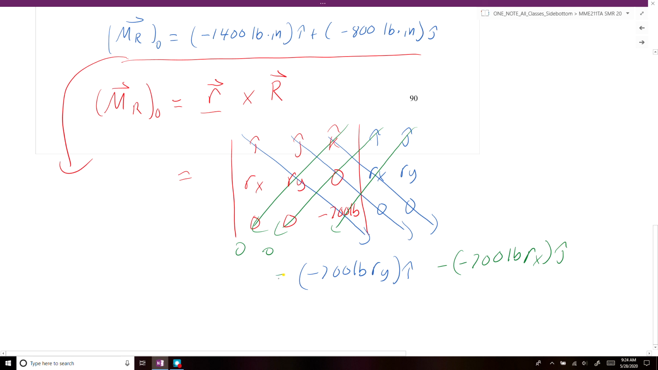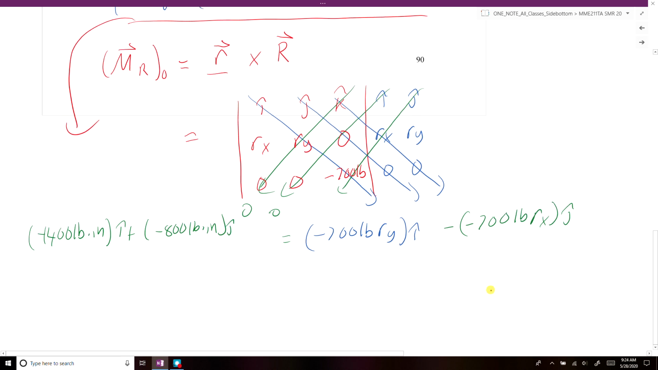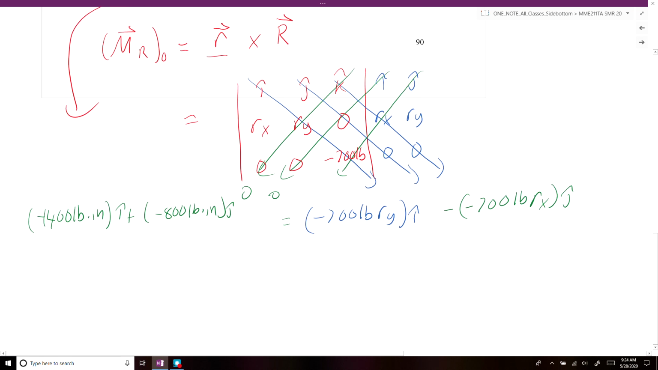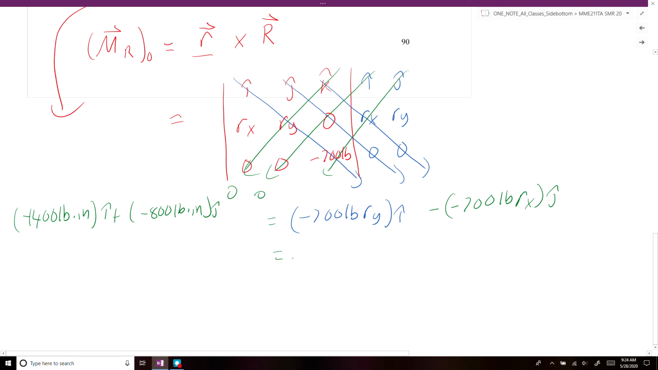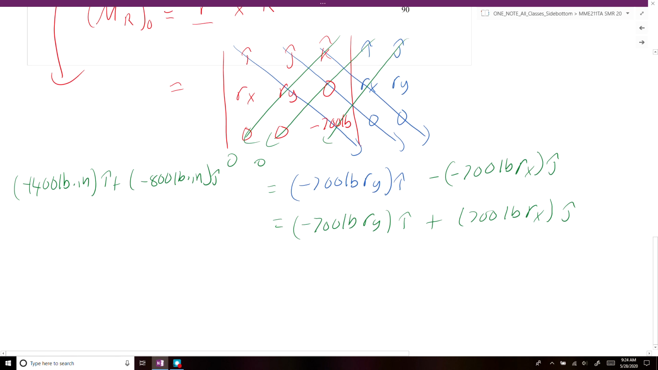So what we end up getting is minus 1,400 pound inches times I plus minus 800 pound inches J is going to be equal to minus 700 pounds times Ry I plus 700 pounds times Rx J. So we can set our X components and our Y components equal to each other.